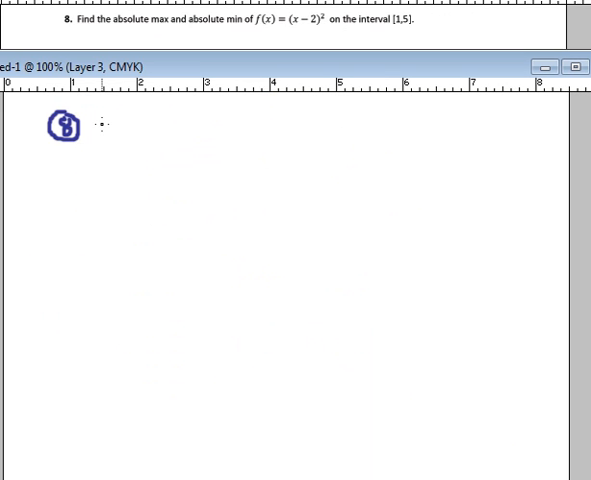Okay, let's continue with number 8. We want to find the absolute max and the absolute min of f of x equals (x minus 2) squared on the interval [1, 5]. Alright, now absolute max and absolute min we usually find on closed intervals, and the way we do that is we evaluate f of x at the endpoints, at 1 and 5, and at any critical values that fall in this interval. So let's first find some critical values. See if we have any critical values in the interval.